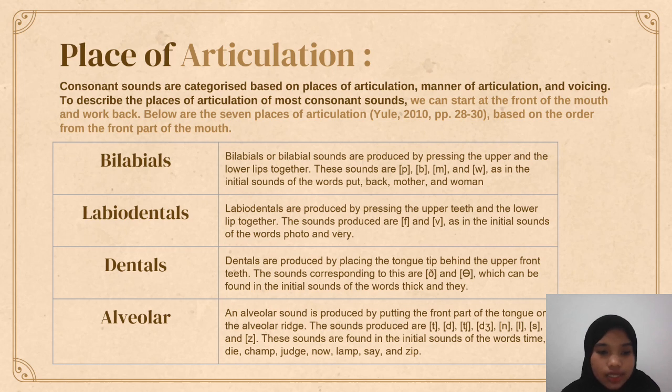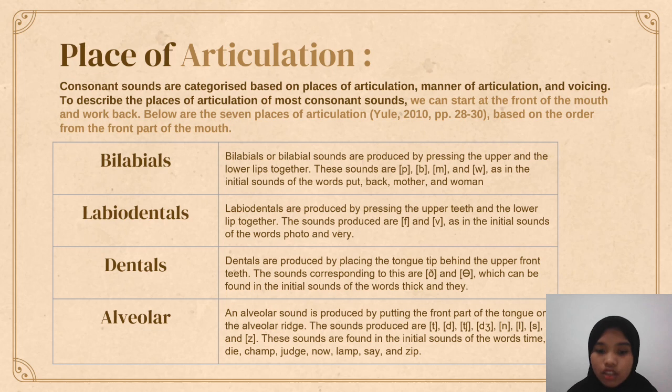So the next is labiodentals. Labiodentals are produced by pressing the upper teeth and the lower lip together. The sounds produced are F and V, as in the initial sound of the words photo and fairy. So the next is dentals. Dentals are produced by placing the tongue tip behind the upper front teeth. The sounds corresponding to this, like you can see, can be found in the initial sound of the words thick and they. So the next is alveolar.